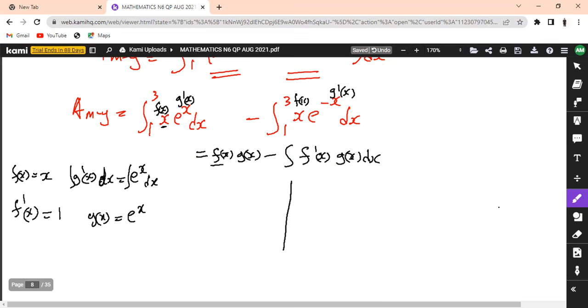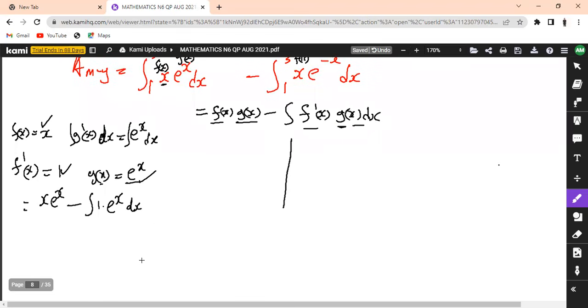So let's substitute into our formula. We've got f of x, which is x, times g of x, which is e to the exponent of x, minus the integral of f prime x, which is just a 1, times g of x dx, where g of x is e to the exponent of x. What are we going to have at the end?